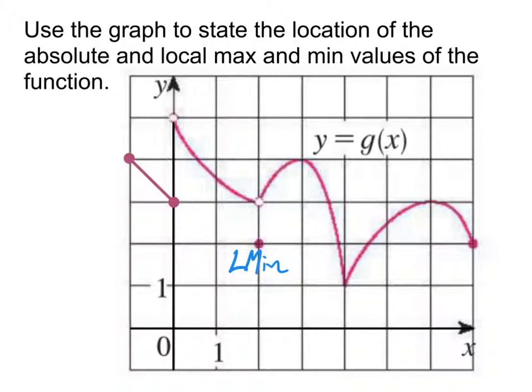Now notice though, the local minimum is where the actual point is in this case. It is not up here where the open circle is. So my local minimum here is 2. Specifically the coordinates (2, 2). Right, next one. Did you notice this one?